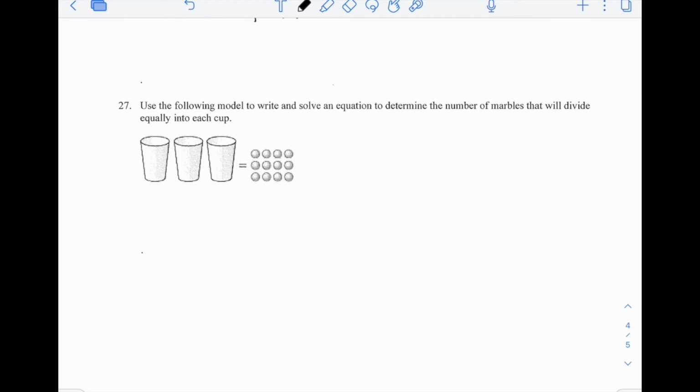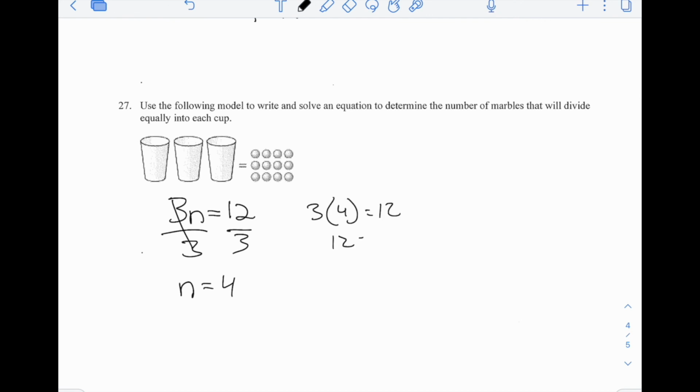Okay, use the following model. Okay, so cups again, those are the numerical coefficients. There's 3 of them, so it's 3n equals 12. There's 12 counters there. So solve it, divide by 3, n equals 4. So my check here, 3 times 4 equals 12. 12 equals 12.